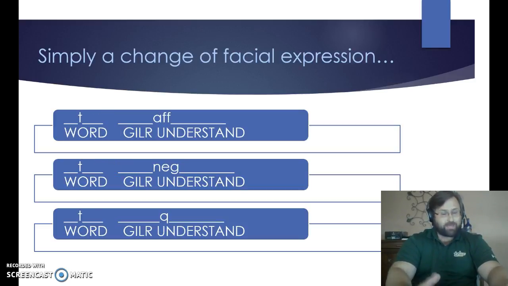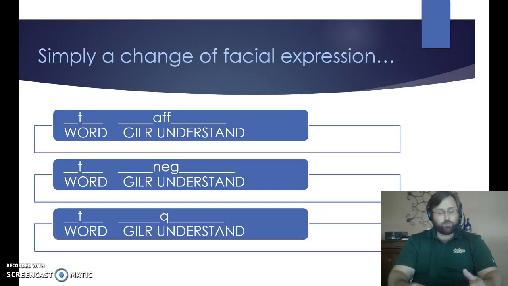Now, if you have a topic at the beginning of the sentence, then the topic is formed just as it normally would be, and it would be followed by the question structure. So just as you had a sentence like, the girl understands, or the girl understands the word, which was signed like this, or the girl doesn't understand the word, which was signed like this, then you have, does the girl understand the word?